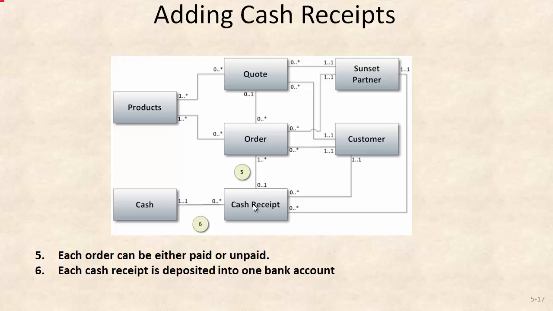Association number 6 is the relationship between cash receipts and cash. Our cash class represents the cash accounts like bank accounts. It says that each cash receipt is deposited into one bank account, and each bank account could have a minimum of 0 and a maximum of many cash receipts. The minimum 0 is usually a startup condition that doesn't last long. Bank accounts usually get multiple cash receipts.